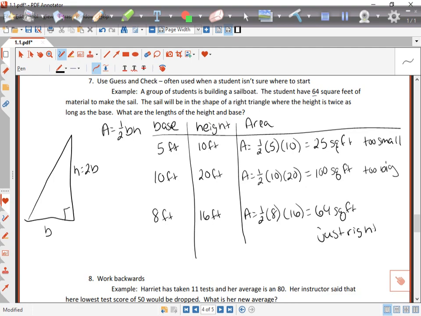I call this my Goldilocks and the 3 Bears problem because I have too small, too big, and then just right. So the dimensions are the base is 8 feet and the height is 16 feet.